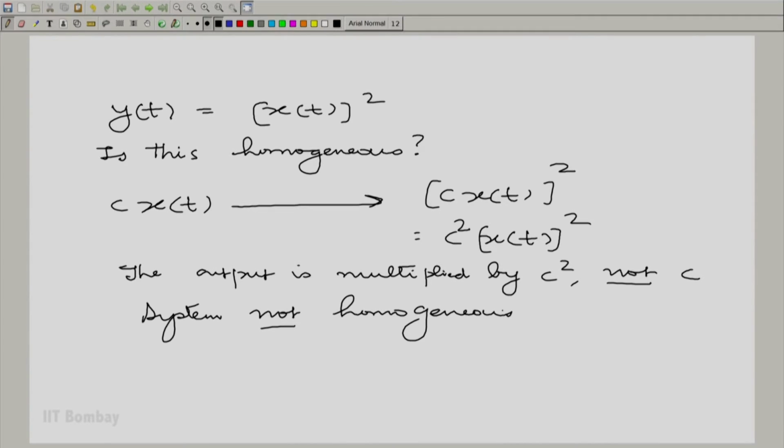I started with a negative example as before because it is important to emphasize the small errors that we often make. It might look like the output is also multiplied by a constant, but for homogeneity you need the output to be multiplied by the same constant. Now, let us look at the other examples that we had.